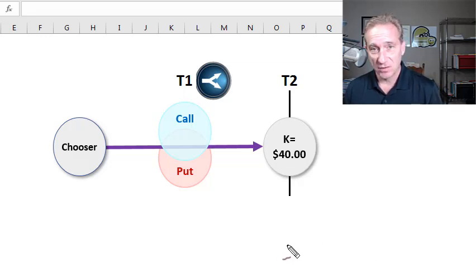In this video, I'll show you how we value a chooser option as a package of two options. The chooser option is similar to a vanilla option in the sense that at expiration, there's a fixed strike price, and we're either going to be in the money or out of the money. If we're in the money, we can exercise for a gain. The difference with the chooser option is that somewhere in between on the timeline, at time 1, we get to choose or decide whether or not this is a call or a put option.